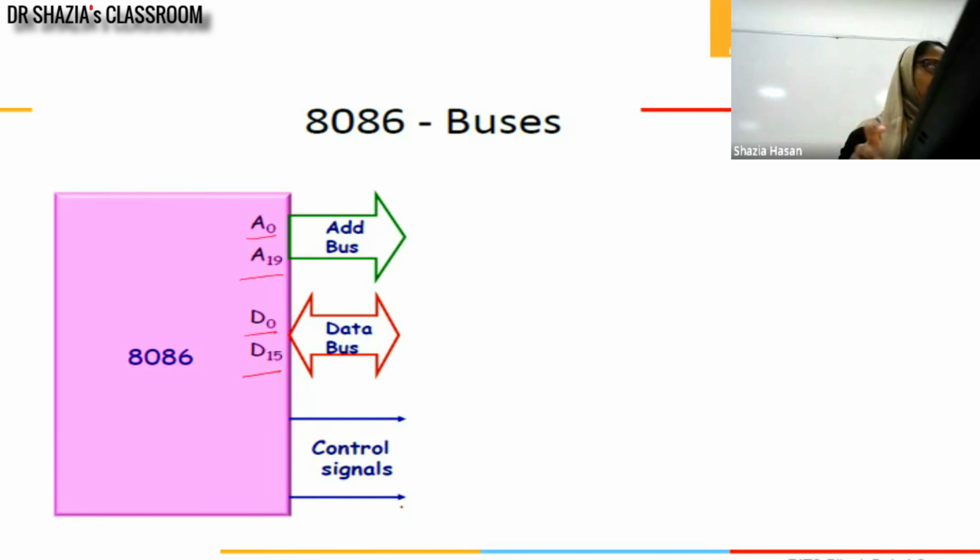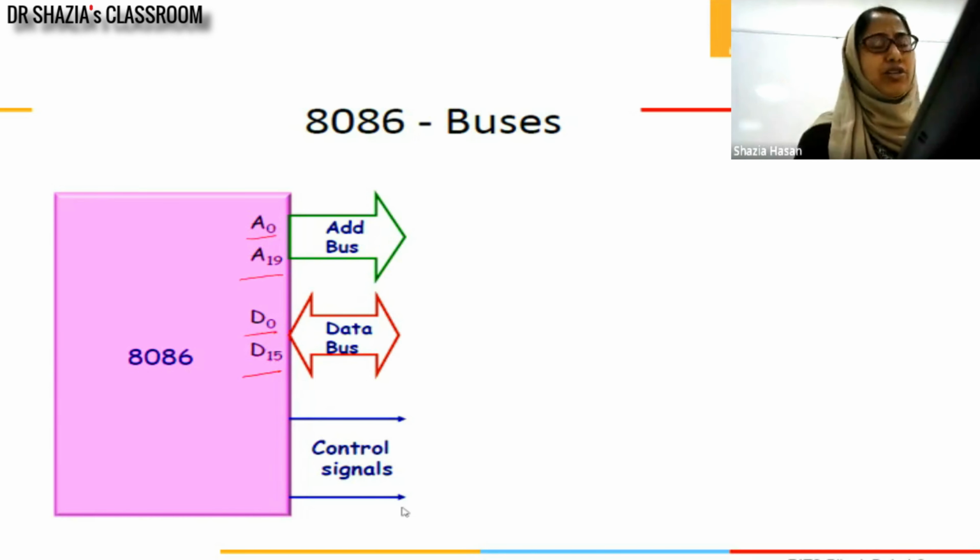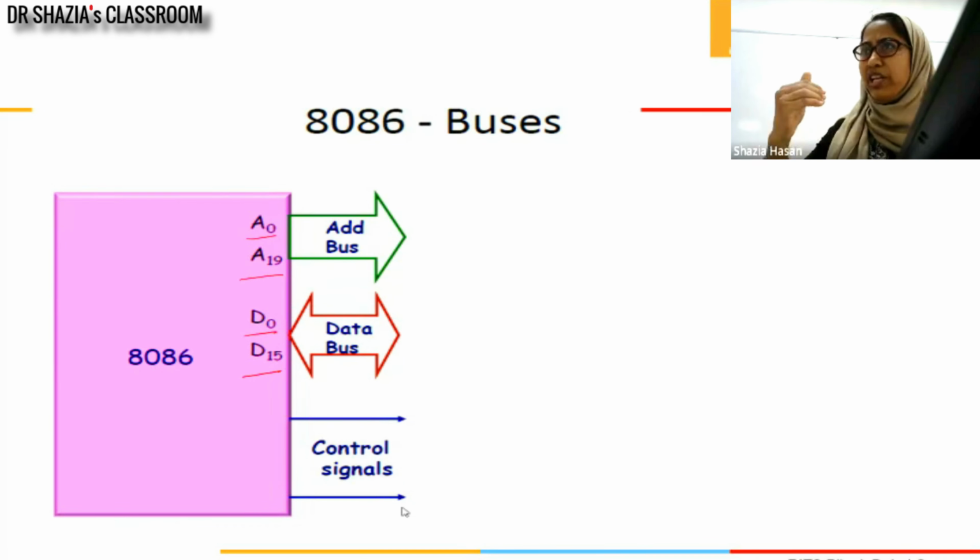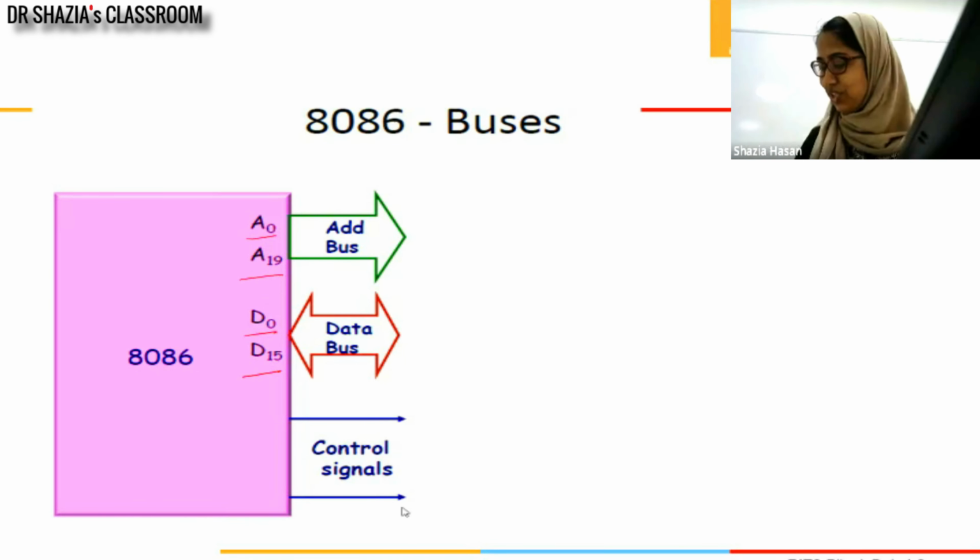Majorly, we will look into 4 control signals: memory read, memory write, IO read, IO write. As I said, these control signals tell us whether we are performing a read operation or a write operation. Externally, I have connected either memory or IO devices, so I should tell whether I am reading or writing onto memory, or reading or writing onto an IO device. So we mostly have 4 control signals, which are memory read, memory write, IO read and IO write. These are the signals generated by the 8086 processor.